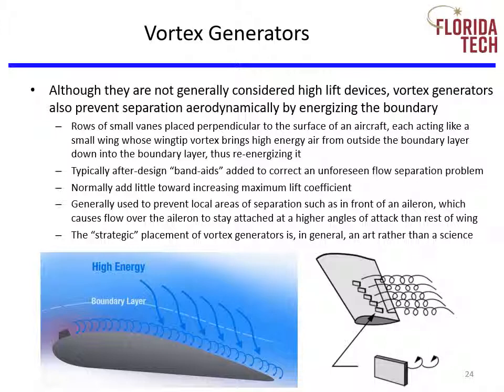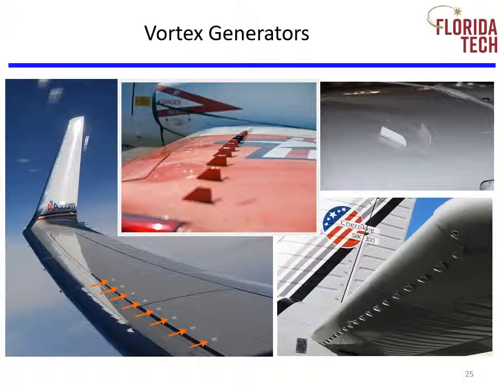Vortex generators normally add little toward increasing maximum lift coefficient. They are generally used to prevent local areas of separation, such as in front of an aileron, which causes the flow over the aileron to stay attached to a higher angle of attack than the rest of the wing. The strategic placement of vortex generators is in general an art rather than a science. And here are some more pictures of vortex generators at various positions on different aircraft.